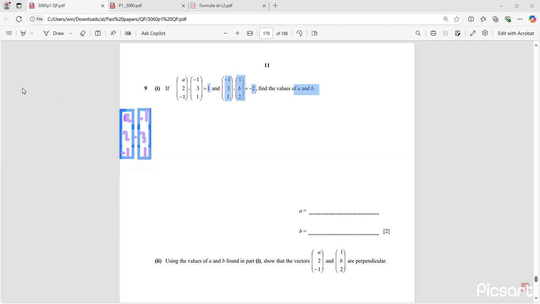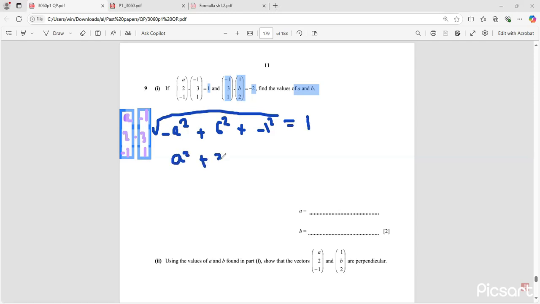Okay, all that will be squared. So let's see how we solve it. So it will be negative a squared plus 2 times 3, which is 6 squared, plus negative 1 times negative 1, which is negative 1 squared. Okay, all that under the root will give us number 1. So here a squared plus 36 plus 1 under the root, which we can easily square, equal to 1.